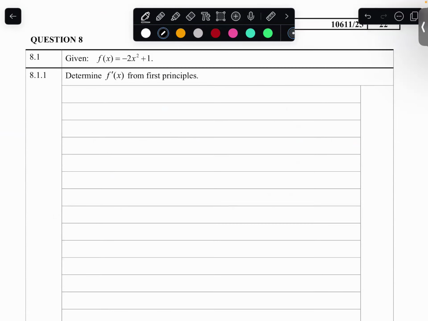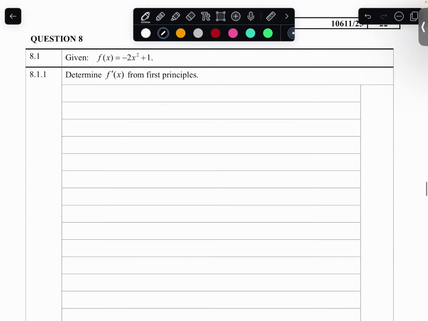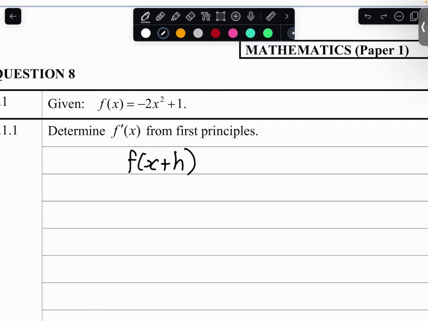Determine f prime x from first principles. The first thing you need is f of x plus h. So this is f of x. I need f of x plus h, which means wherever I see an x, I'm going to replace it with x plus h. That's squared plus 1. Simplify. Minus 2, you can't distribute into that bracket. You cannot distribute into a bracket that's not raised to the power 1.